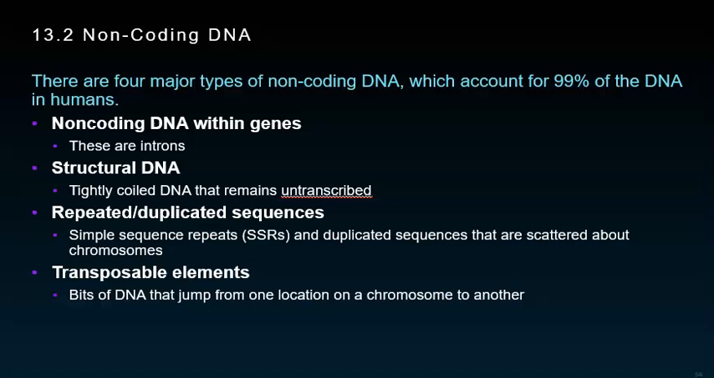just accidental repeats. We also have transposable elements, and these are bits of DNA that jump from one location on a chromosome to another. You remember in class we talked about how transposable elements made up 45% of our genome. So that's a huge part of bits of DNA that can just jump from one location on a chromosome to another.